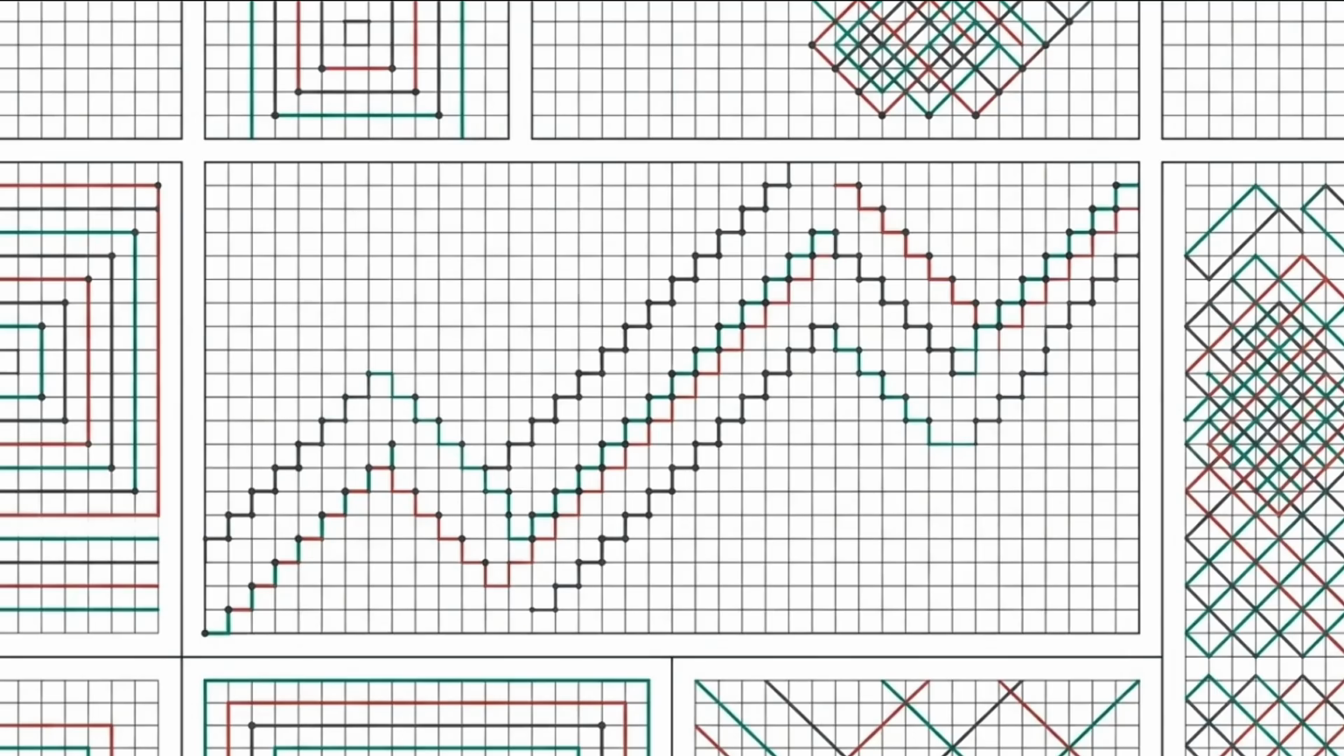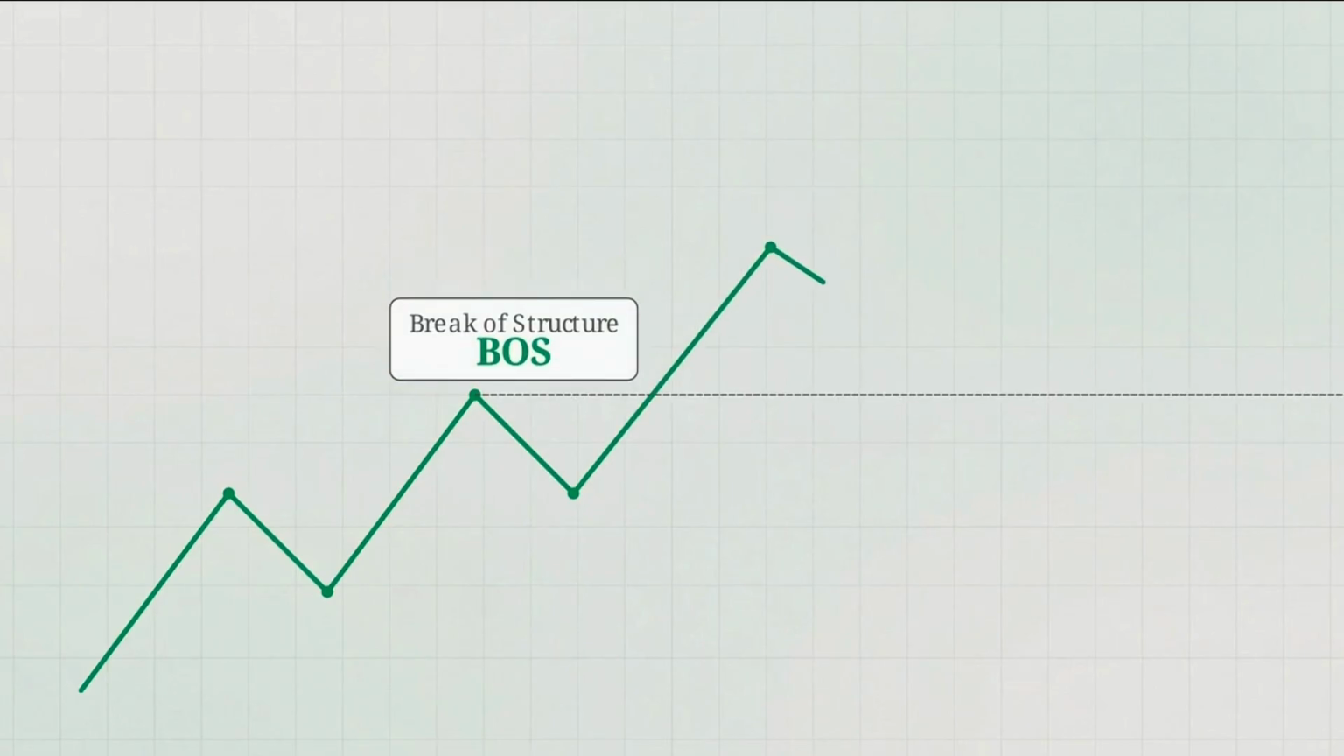Zooming out to a 15-minute chart allows us to look at 2 to 3 days of total price movement to identify the overarching trend. When an uptrend forms a new high, pulls back, and breaks past that peak, it creates a break of structure, continuing the trend.